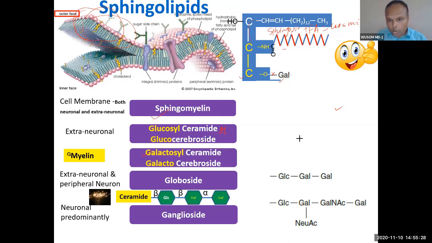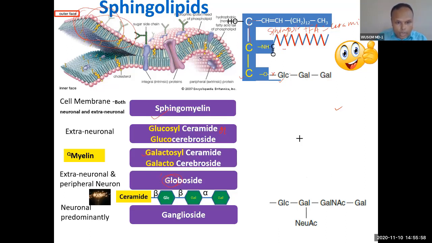Now there are 2 other types of glycolipid which have oligosaccharide. One is globoside. You add globe here and it becomes globoside. You can remember it like that. So globoside, you can see, has glucose and 2 galactose like this. This is a trisaccharide. So this is what is called globoside.